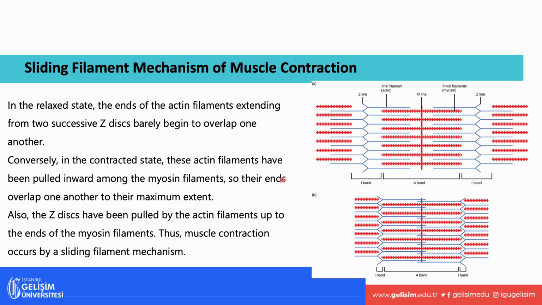All right. The sliding filament mechanism of muscle contraction occurs when the actin filaments, which extend from the two successive Z discs, overlap one another maximally in a contracted state. That's what we're looking at over here, right? You can see that these thin filaments are overlapping with one another over here, okay? Now, in the relaxed state over here, these filaments barely overlap. So the Z discs have been pulled up to the ends of the myosin filaments due to the inward pulling of the actin filaments. And this mechanism causes muscle contraction.